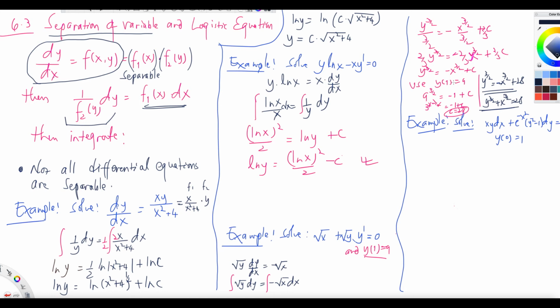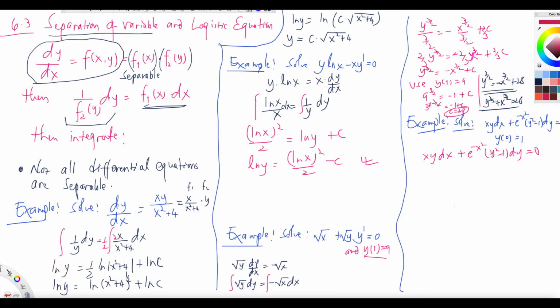So first of all, we want to write this in separable form. How do I do that? Let us write this as e to the negative x squared. Okay, so we have xy dx plus e to the negative x squared times (y squared minus 1) dy equals 0, right?